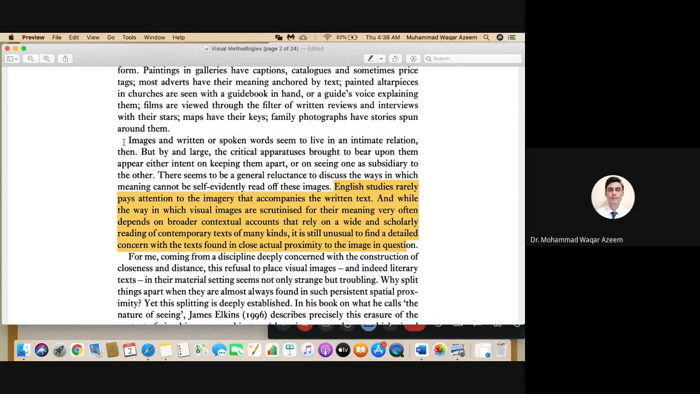Okay, so allow me to read, starting from here. Images and written or spoken words seem to live in an intimate relation. But by and large, the critical apparatuses brought to bear upon them appear either intent on keeping them apart or on seeing one as subsidiary to the other.